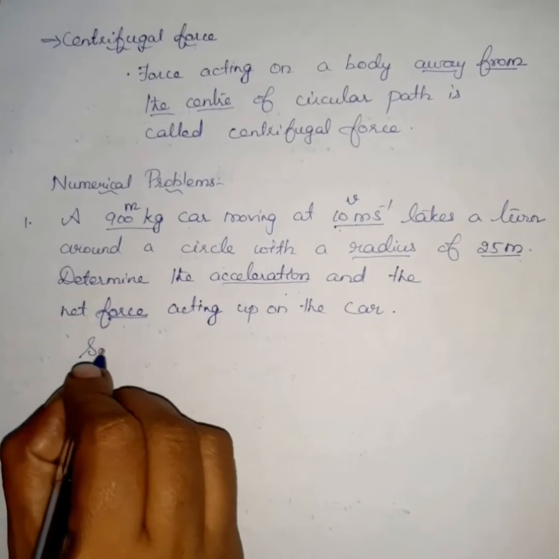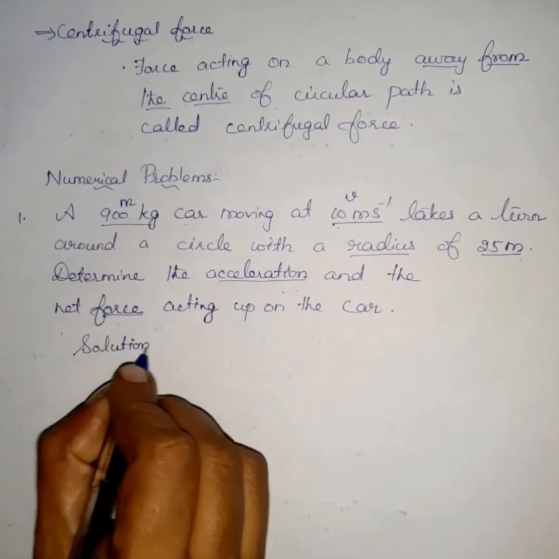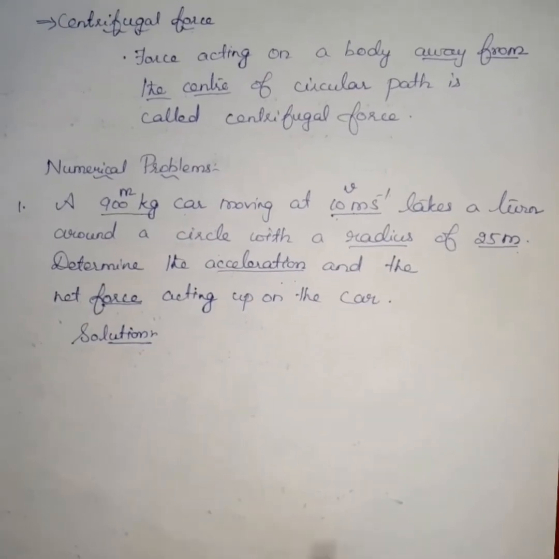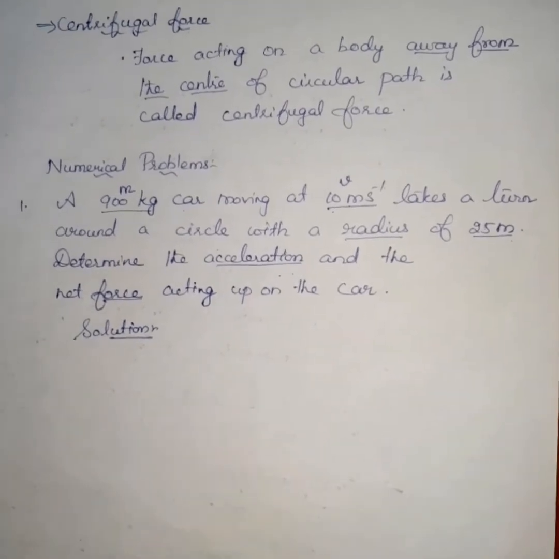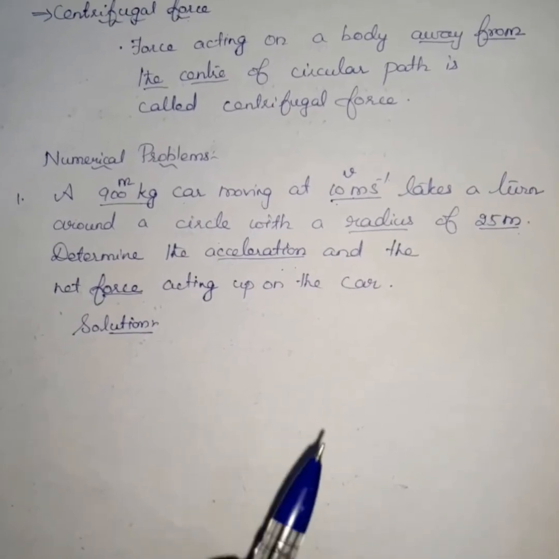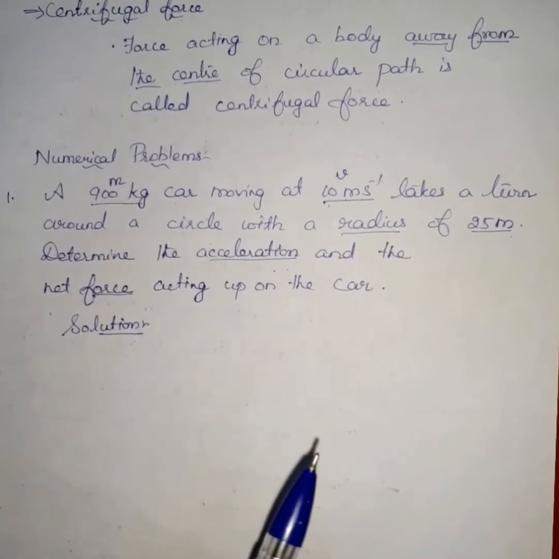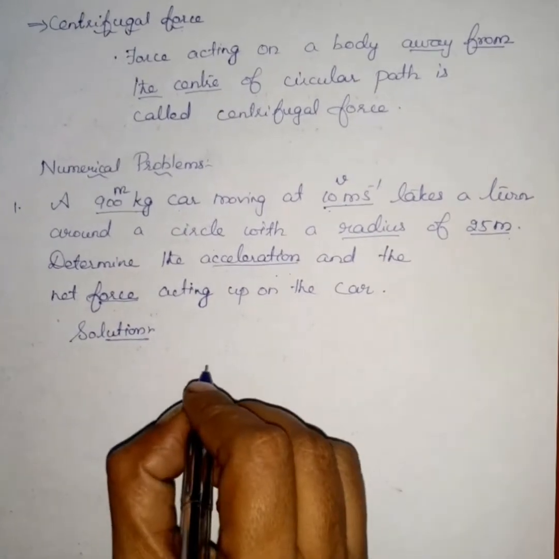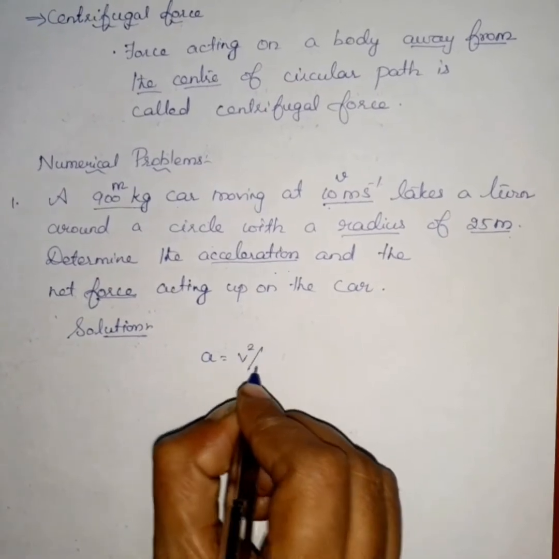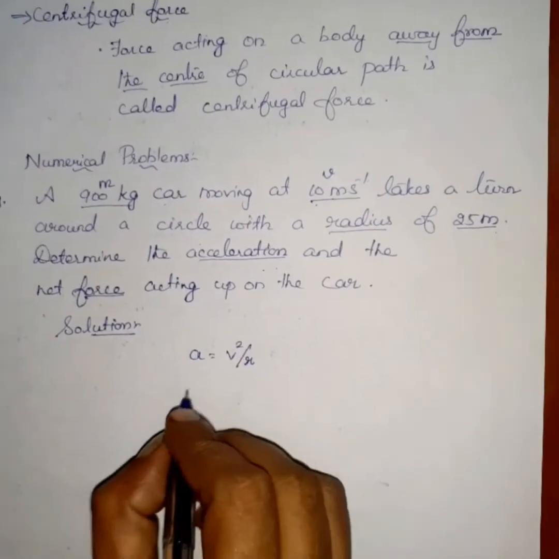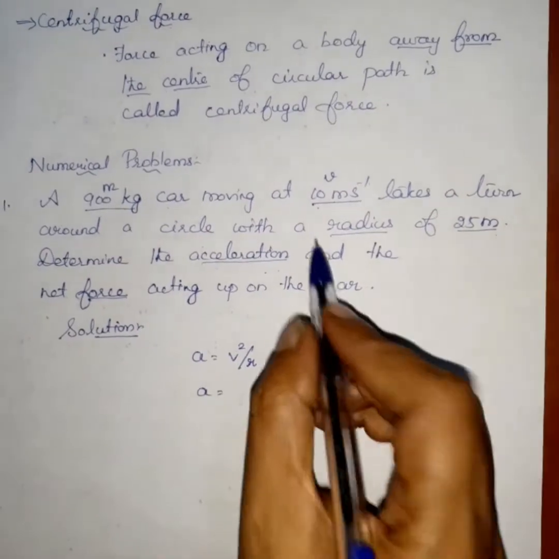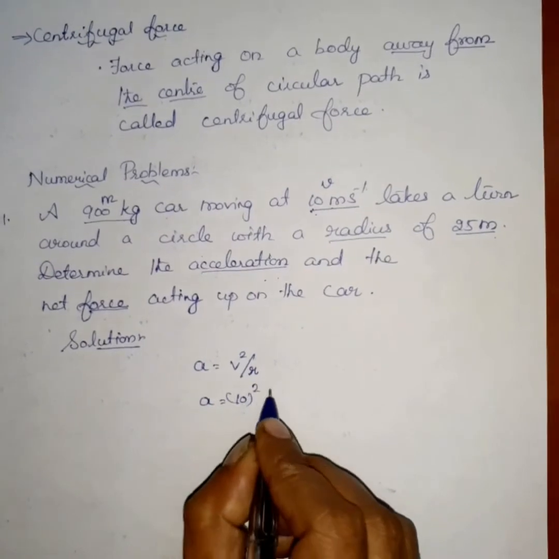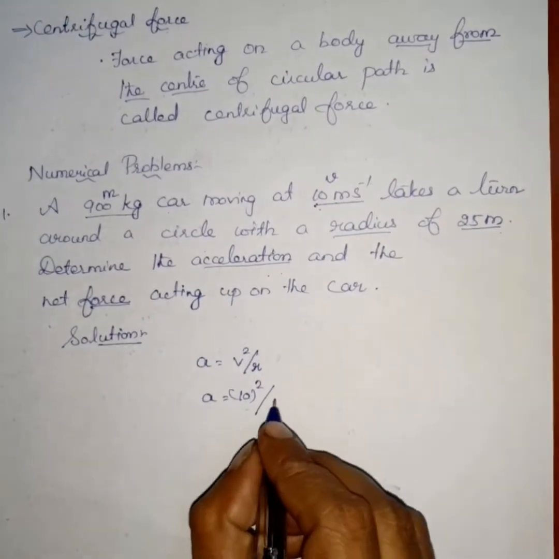So for the solution, first you write: Solution. The car turns around the circle, so it is moving in a circular path. So what type of acceleration is applying? Centripetal acceleration. The formula is a equal to v square by r. So a equal to, v is what? 10 meter per second. So 10 square divided by the radius, which is 25.